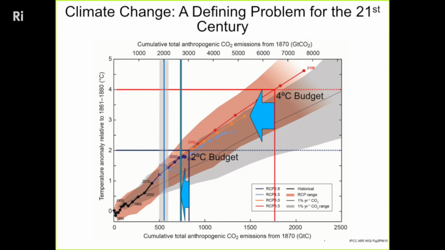When you put those things into the models, then you find that actually our allowable budget shifts back even more. And for a 2-degree world, we probably have about 100 gigatons of carbon less than we thought we had. This is new since the 5th assessment report. So we have what I call a defining problem for the 21st century.